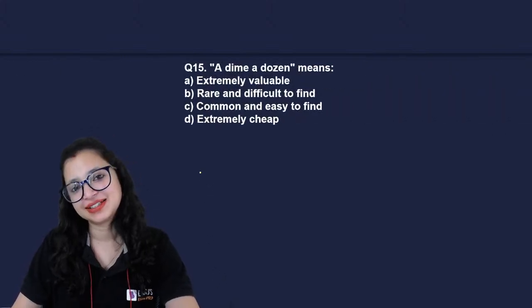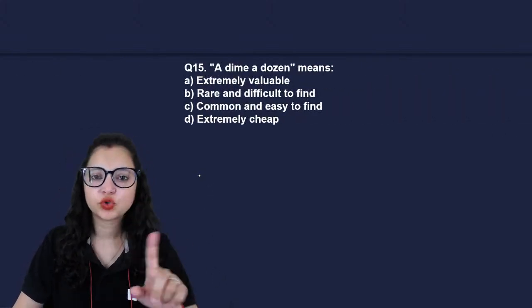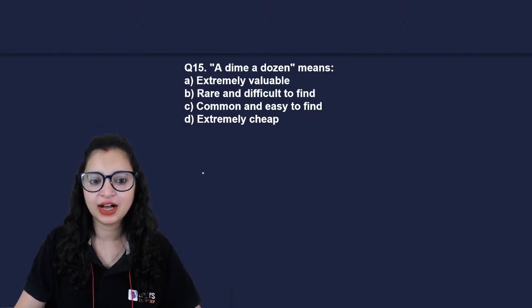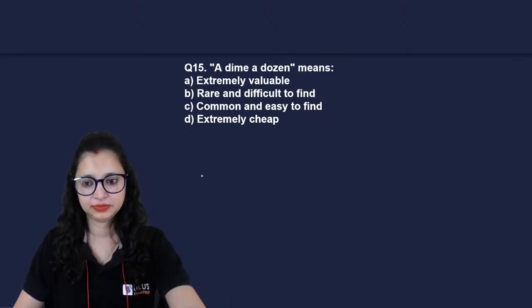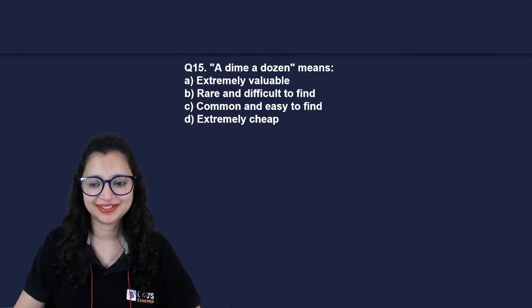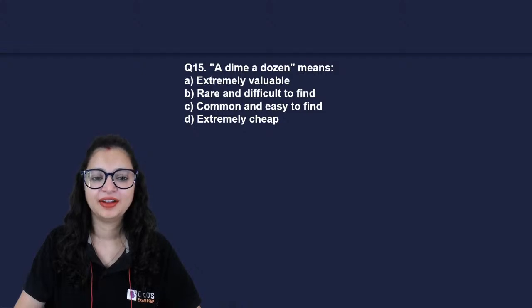Next question. A dime a dozen. What does that mean? Extremely valuable, rare and difficult to find, common and easy to find, and extremely cheap. What is the answer? A dime a dozen. B, rare and difficult.